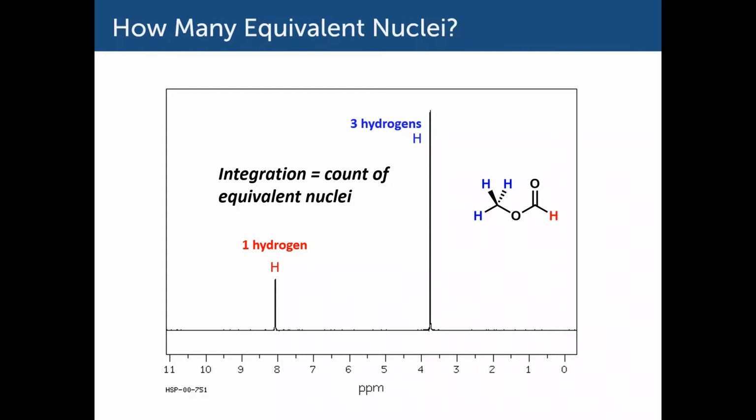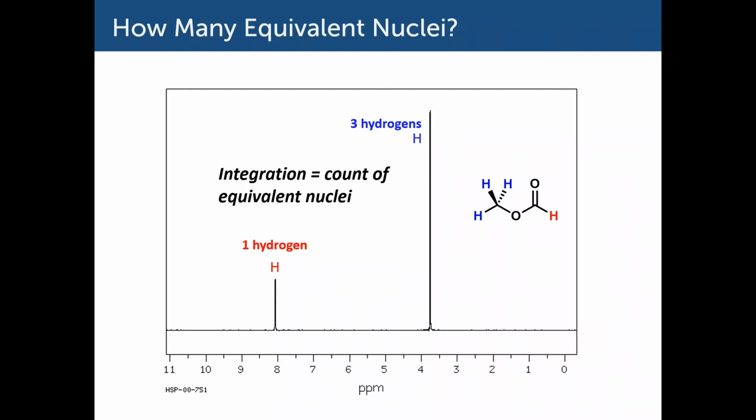Okay, so roughly speaking, we can say integration is a count of what we're going to call equivalent nuclei. What we mean by equivalent is that NMR can't tell 2 or more hydrogens apart from one another. They give exactly the same signal at the exact same chemical shift. And you can imagine the signal gets stacked on top of another signal, and that signal gets bigger, which is what you're seeing here on the NMR spectrum.